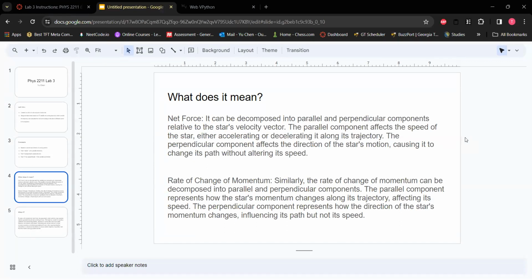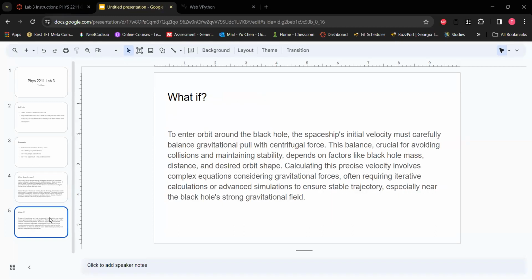And also the rate of change of momentum. Similarly, the rate of change of the momentum can be decomposed into parallel and perpendicular components. The parallel component represents how the star's momentum changes along its trajectory, affecting its speed. The perpendicular component represents how the direction of the star's momentum changes, influencing its path but not its speed.